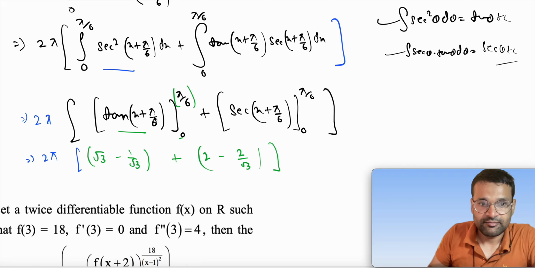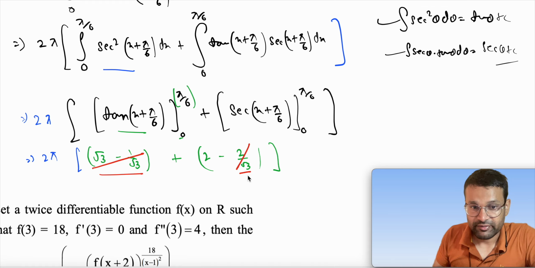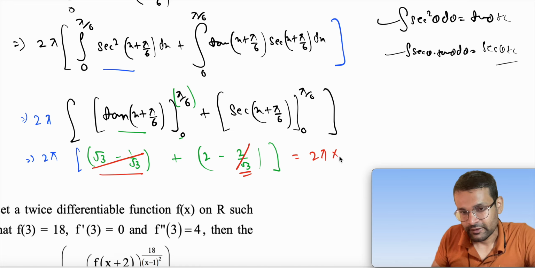Okay, now you can simply see that this is completely cancelled by this one, because when we solve this part, it becomes 2 by root 3, and here is a plus 2 by root 3 and here is a minus 2 by root 3, so they cancel each other. Now you get 2 pi into 2, which is 4 pi.